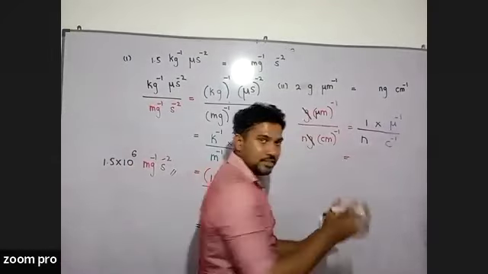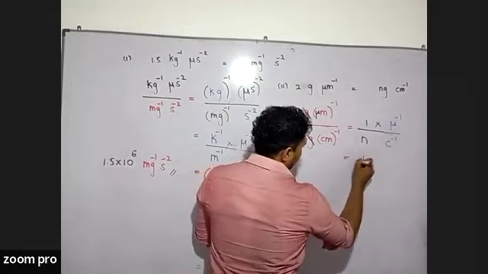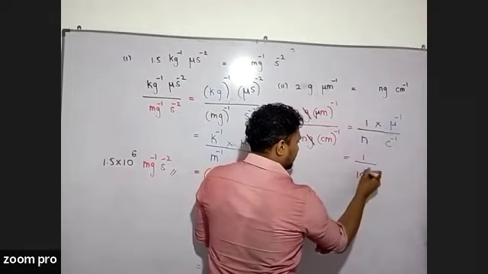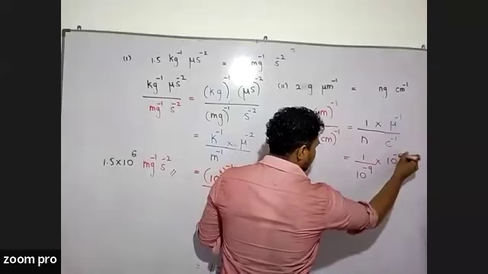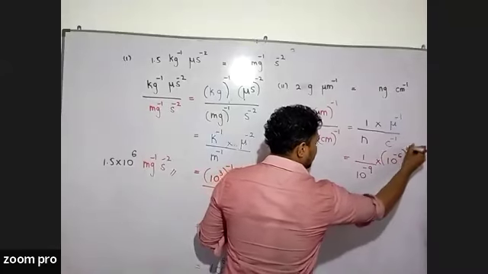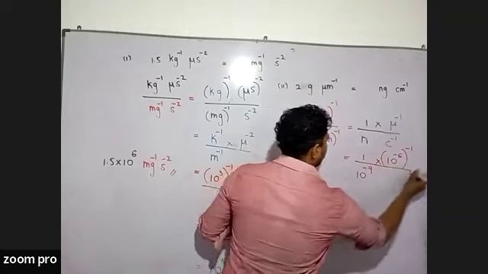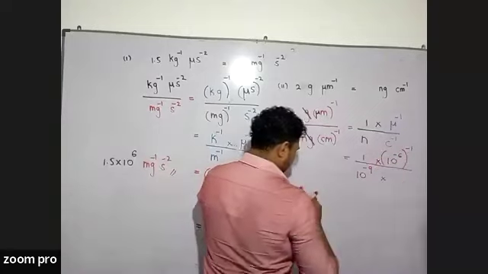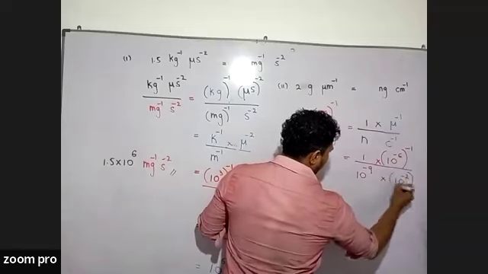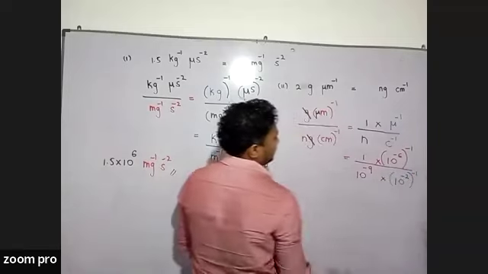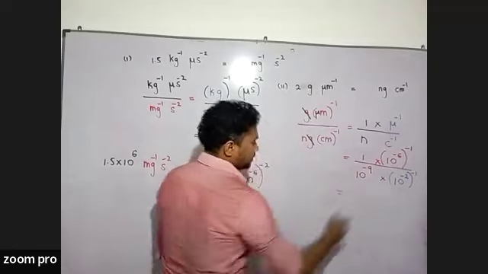So then let's substitute the relevant values. 1 over nano means 10 to the power -9, micro means 10 to the power -6, even though we have to consider the -1 power. Then centi means 10 to the power -2, but we have to consider the power of -1. Then let's go for the simplification.